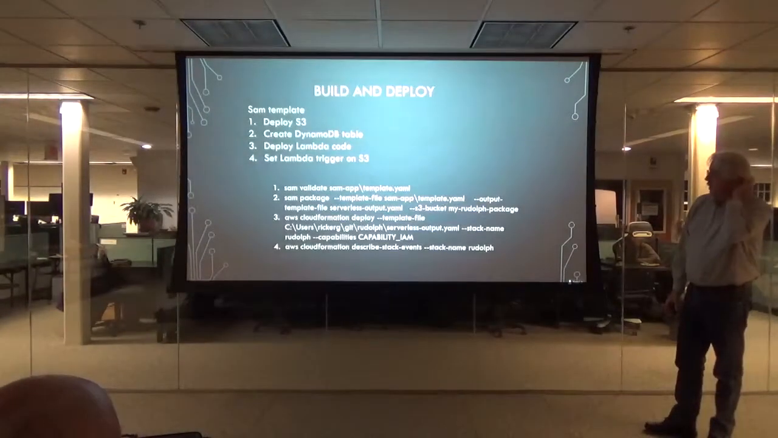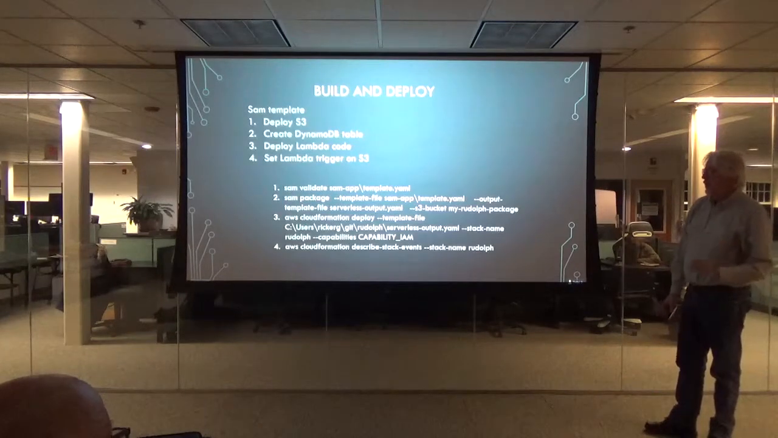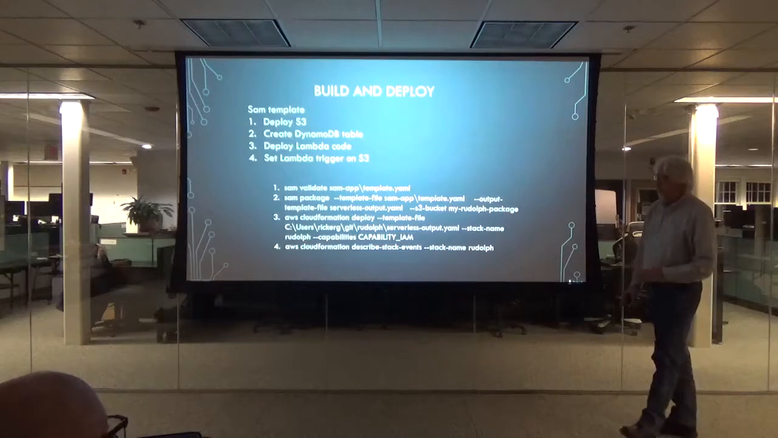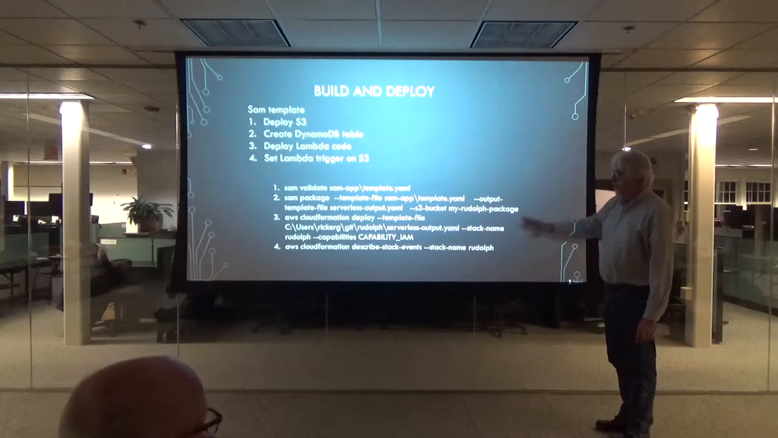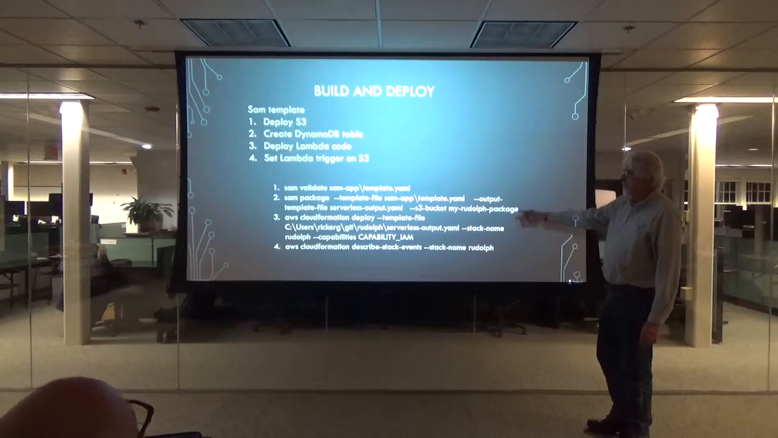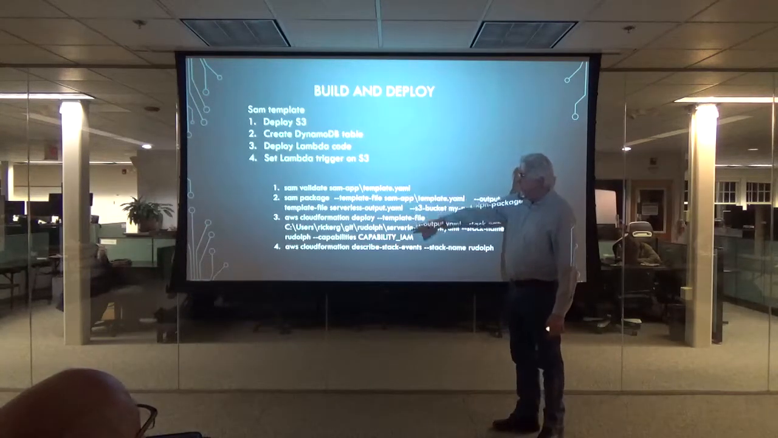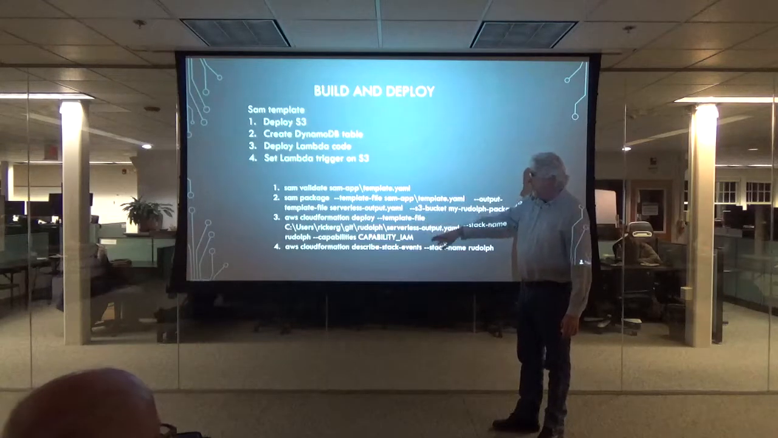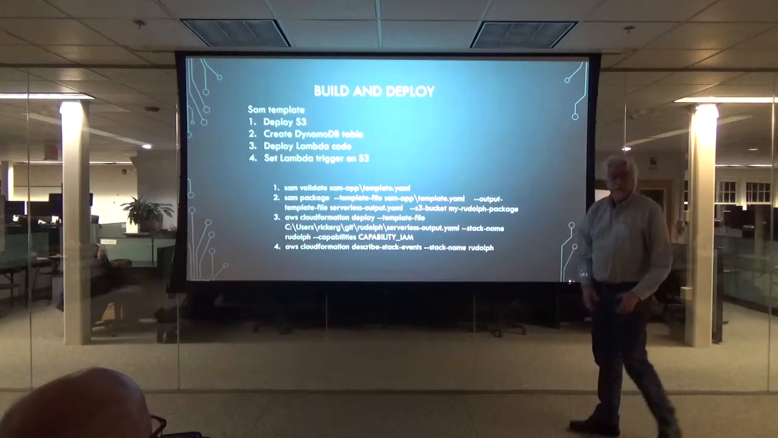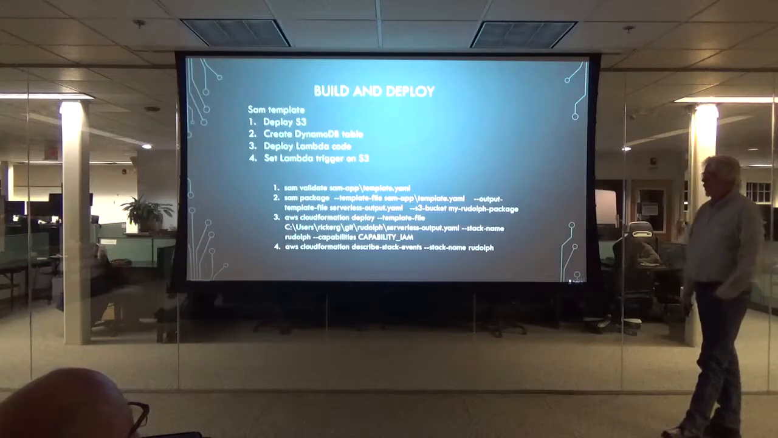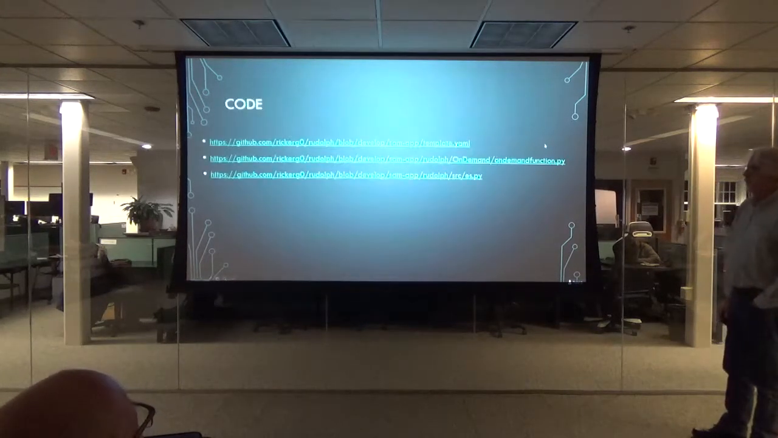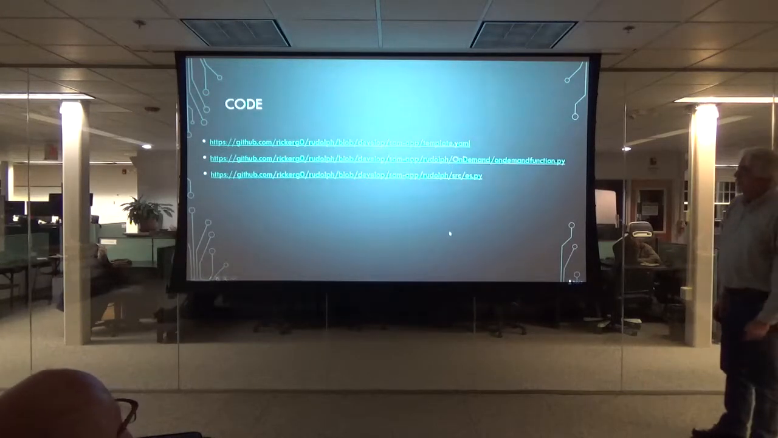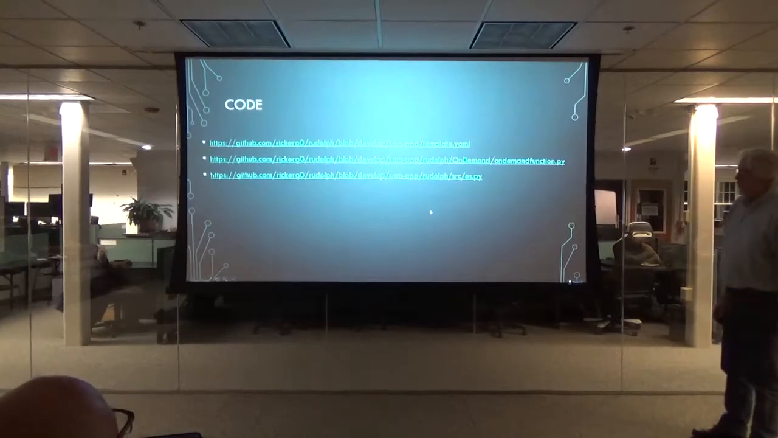So again, the SAM template deploys the S3, creates the Dynamo table, deploys the Lambda code, and sets the trigger on the Lambda. And then this is just a couple of scripts that I wrote that I could run over and over again. That's how SAM does it. It validates the thing, it creates the templates, and then it basically goes out and deploys and creates the stack for you. Much, much simpler than trying to do it anywhere else. So, this is where the code is. It's named Rudolph because I did it at Christmas time.